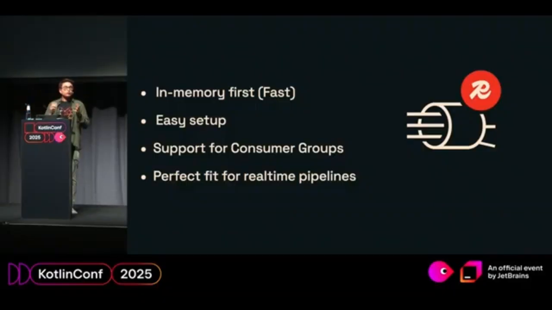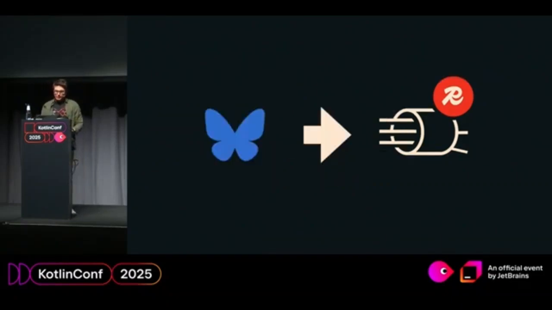Great. They also support consumer groups, so basically you can have multiple replicas of the same application listening to the same consumer group from the same stream and consuming different messages. So you can have all these replicas from the same application tackling the same stream and consuming these messages faster than they would if there was only one replica of this application, right? And finally, it's a perfect fit for real-time pipelines.